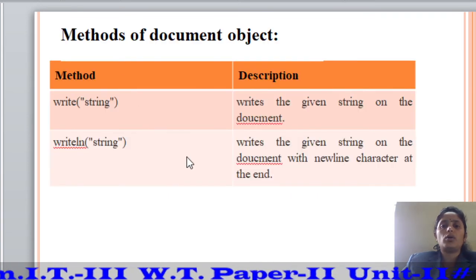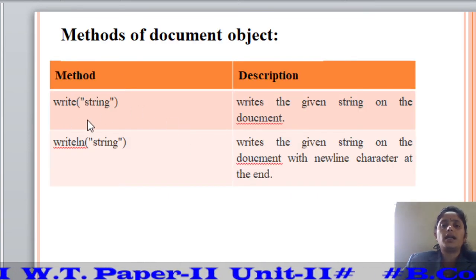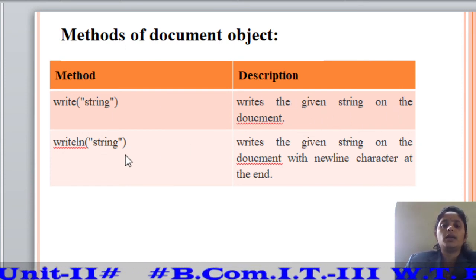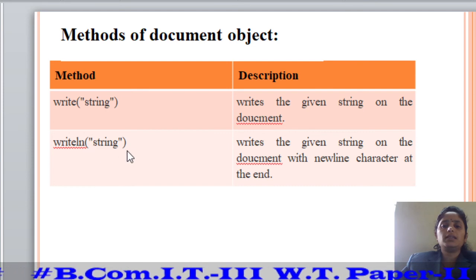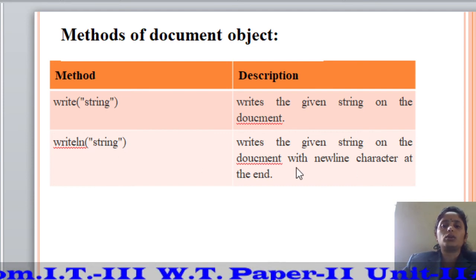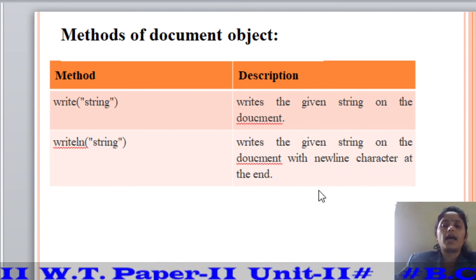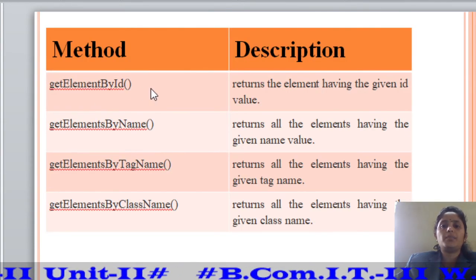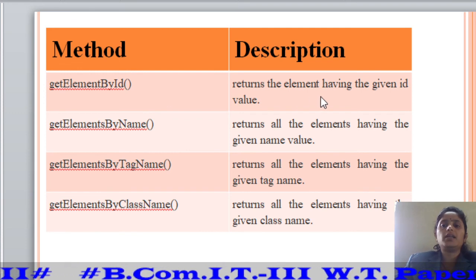The first method is write(string). It writes the given string on the document. Second method is writeln(string). It writes the given string on the document with a new line character at the end. The third method is getElementById(). It returns the element having the given id value.